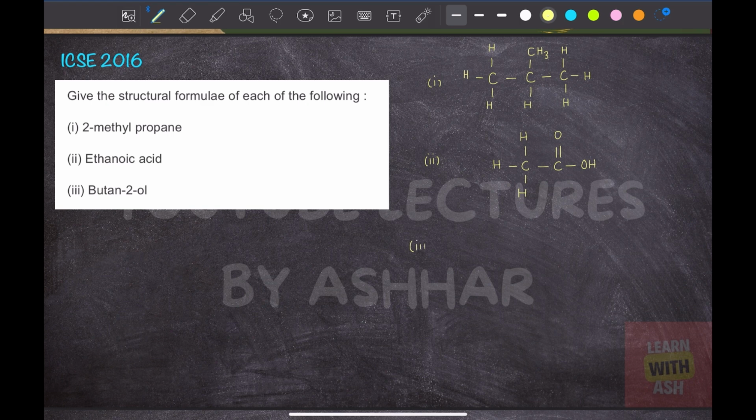Moving on with the third one, it is given to us butan-2-ol. How many carbons are there in butane? In total there are 4 carbons. Let us draw the 4 carbons first. Then at the second carbon it must be an alcoholic group. So I will be drawing an OH over here and the remaining part will contain the hydrogen atoms. So this is the structure for butan-2-ol.